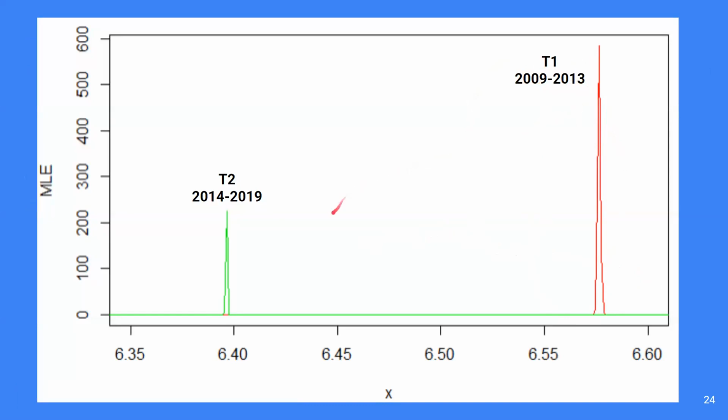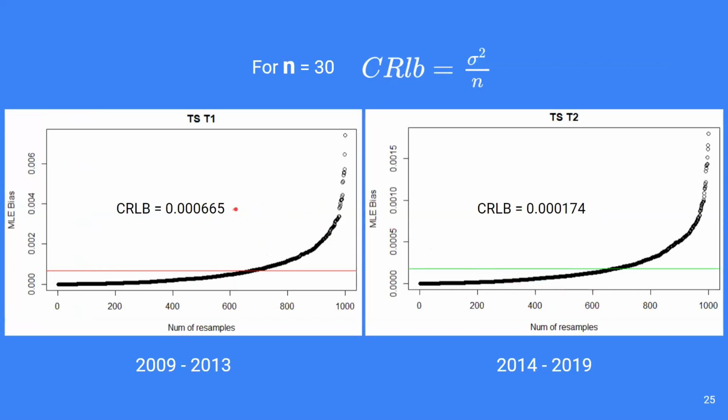And with the introduction of other types of agricultural activities, such as the greenhouses, there is a drop in the solids in the water, as we can see from 2014 to 2019. And again, we have small areas under the curve. And so for 30 observations, the Cramér-Rao lower bound is really low for both of them, closer to 0.